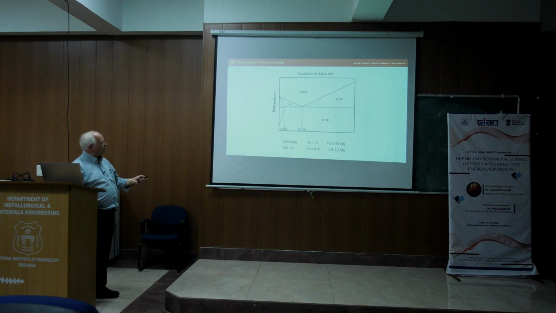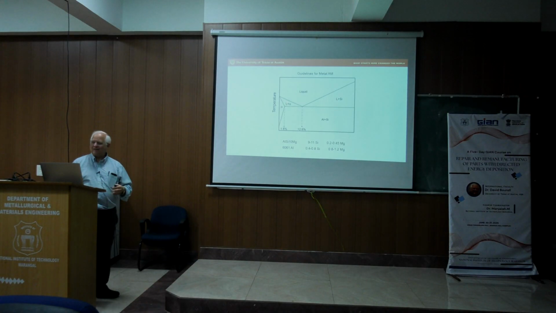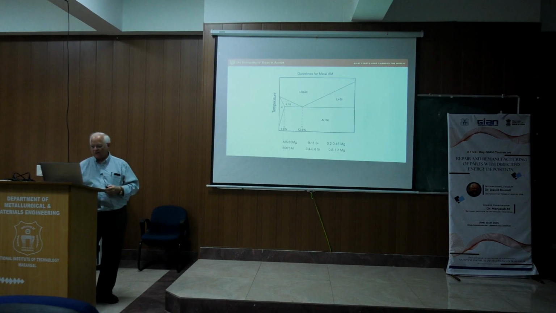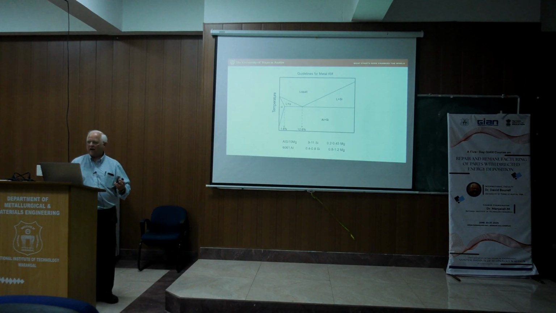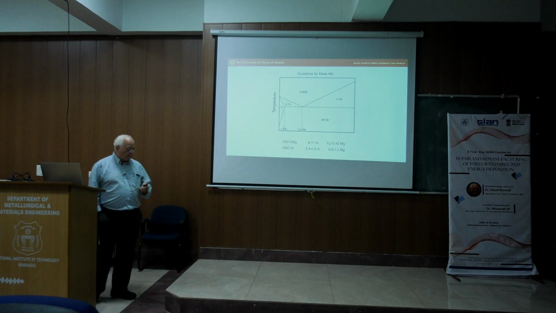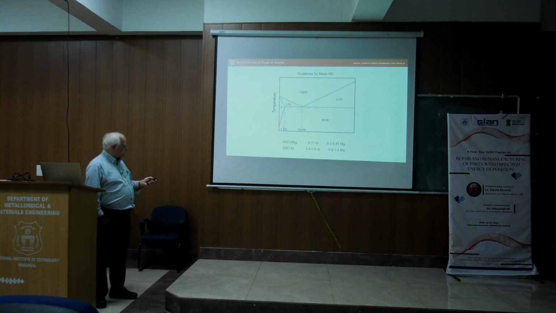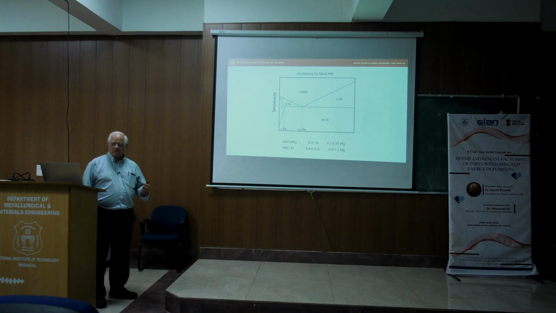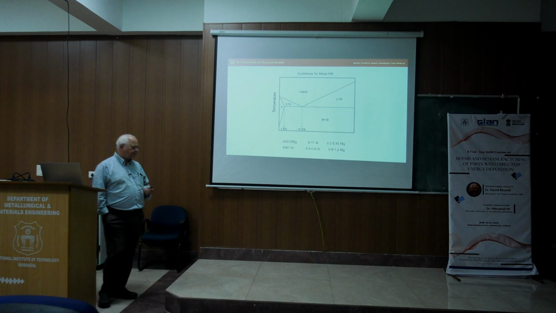So typically, these off-eutectic alloys are not particularly manufacturable by casting or welding or by additive manufacturing. 6061 is a wrought alloy. It's designed to be deformed into shape.